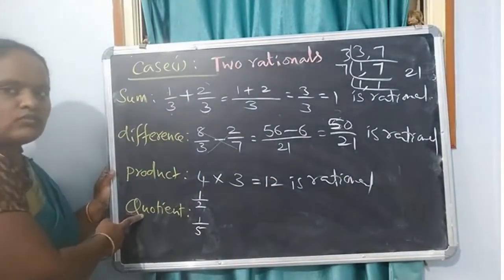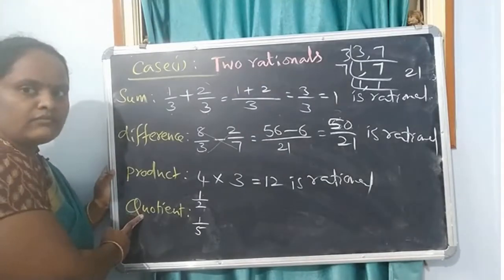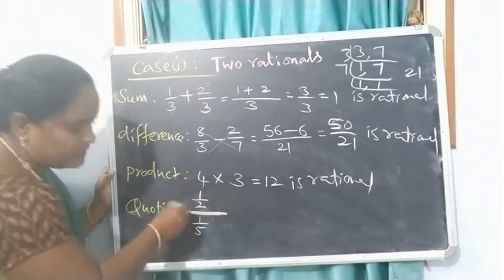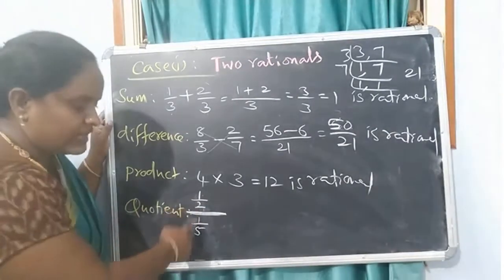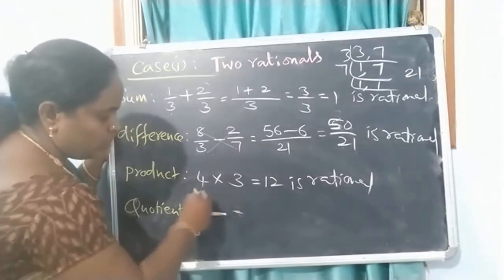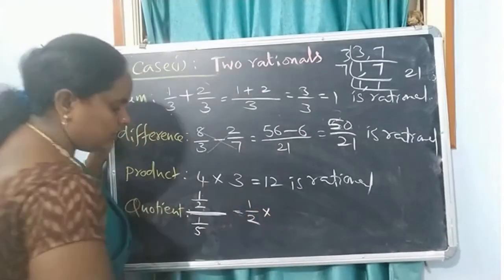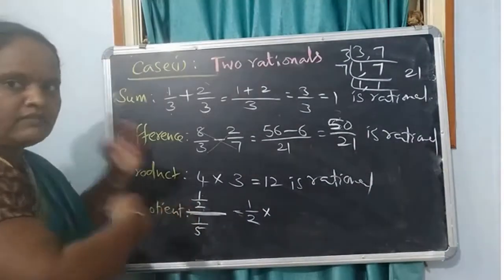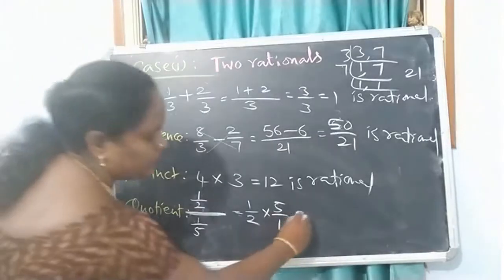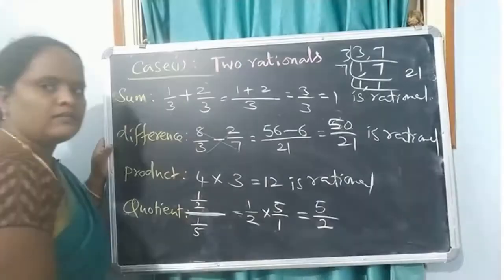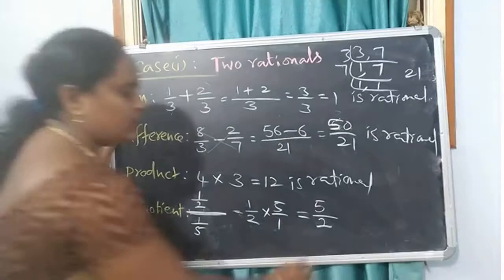Now let us move on to the quotient. Quotient means division of two rationals. So 1 by 2 and 1 by 5 I have taken. Let us divide these two numbers. Division of two fractions will be converted to multiplication. So to convert that, what do we do? The numerator is 1 by 2 into the reciprocal of the denominator. The denominator is 1 by 5. The reciprocal of it, reverse it, is 5 by 1. So if I multiply this, 1 into 5 is 5. For the denominators, 2 into 1, that is 5 by 2. So here 5 by 2 is also rational.